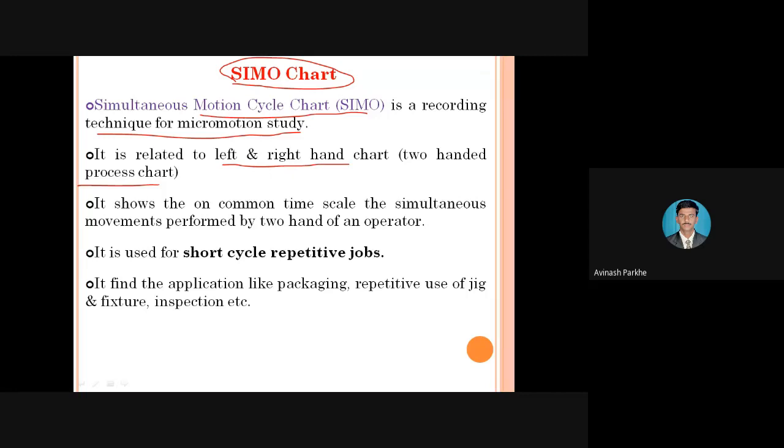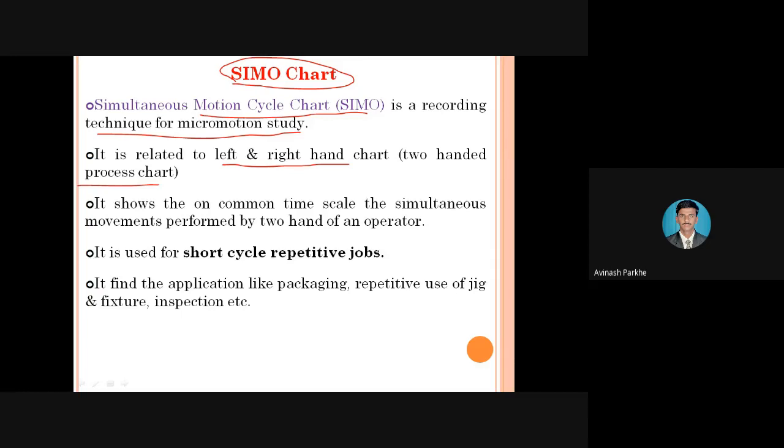For example, if I have to go for the assembly of a nut and bolt, at the time of assembly my left hand is doing some of the operations, and my right hand is also doing some of the operations. So whatever number of movements are taking place by the left hand, a separate chart is developed for the left hand. At the same time, whatever movements are taking place by the right hand can be represented by using a separate chart. That means for the left hand a separate chart is there, for the right hand a separate chart is there.